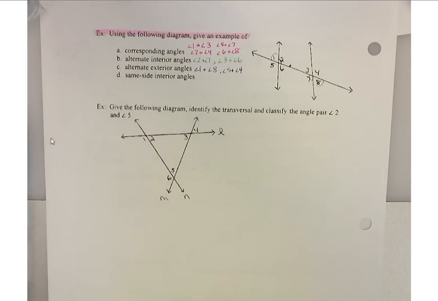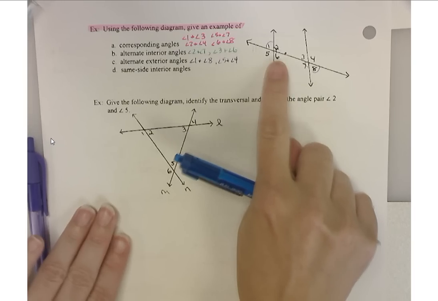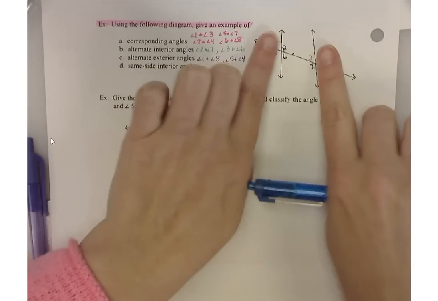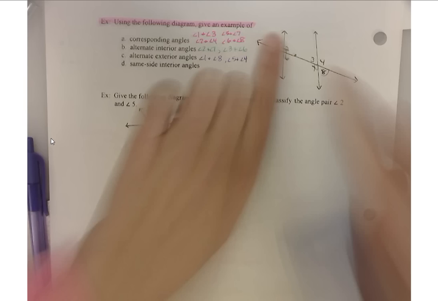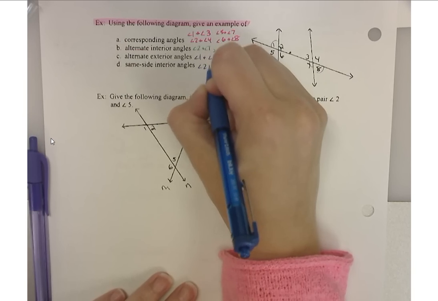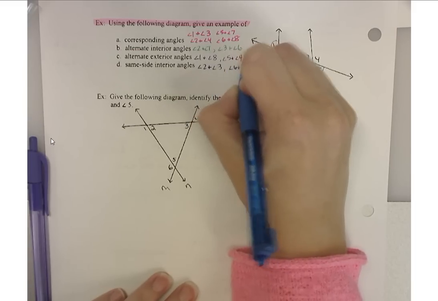And then the last one is your same side interior. So your same side interior are going to have to be on the same side of the transversal but inside those lines. So it's 2 and 3, 6 and 7. So they have to be on the same line. Okay, so it's either angle 2 and angle 3 or angle 6 and angle 7.